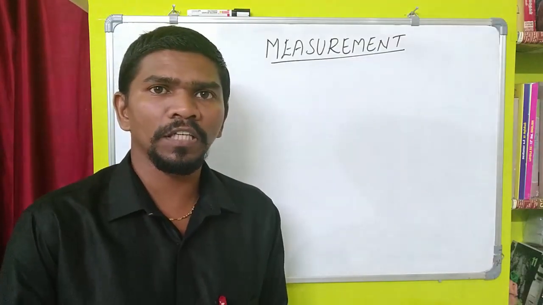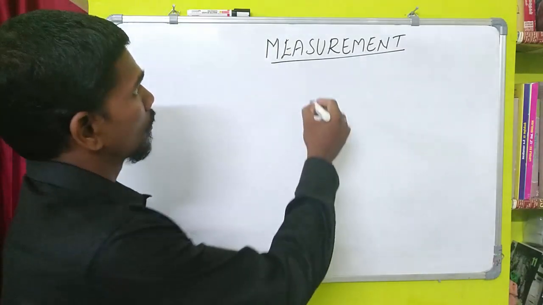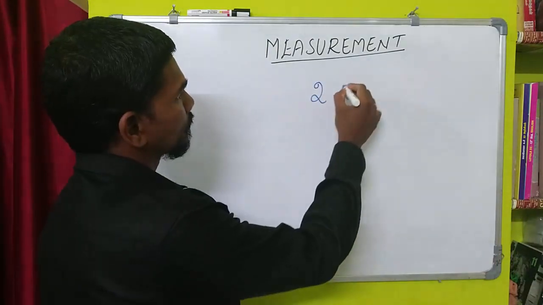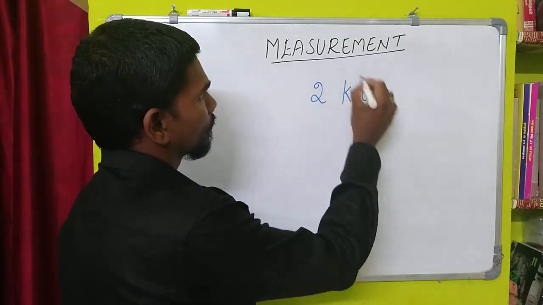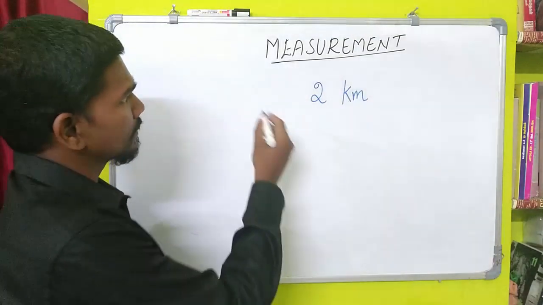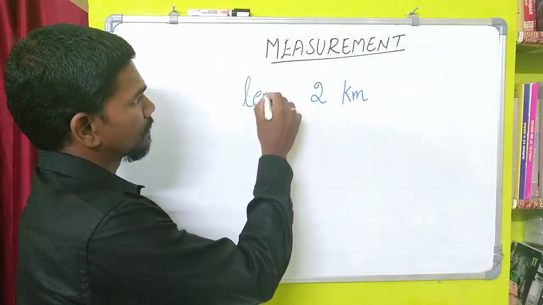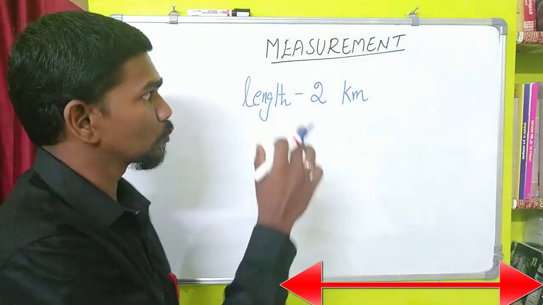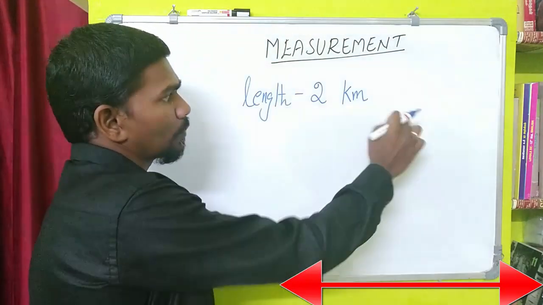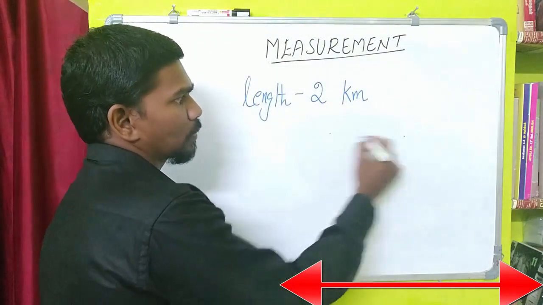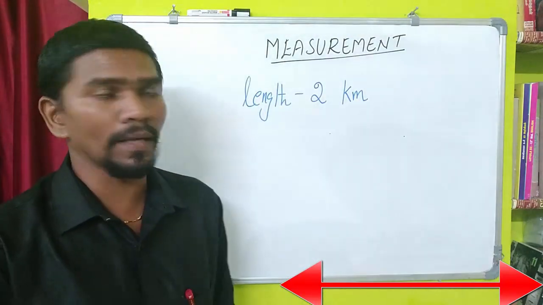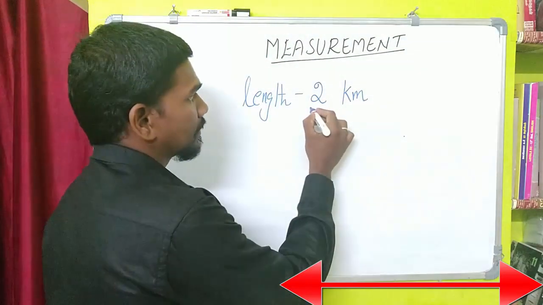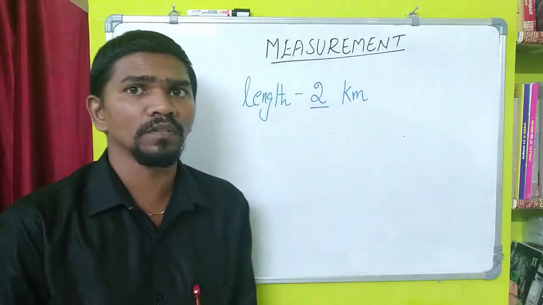For example, in our book they are giving: Suresh walks 2 km per day. Okay, what is this? It's actually length, isn't it? We call it distance, whatever, but basically it is a length. So the person walks 2 km, from a starting point to an ending point, he walks 2 km per day.